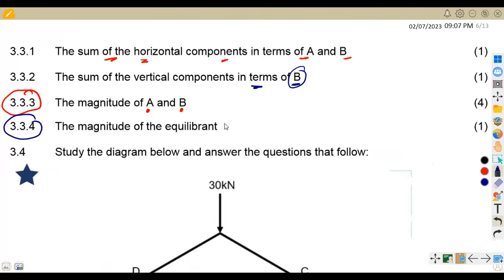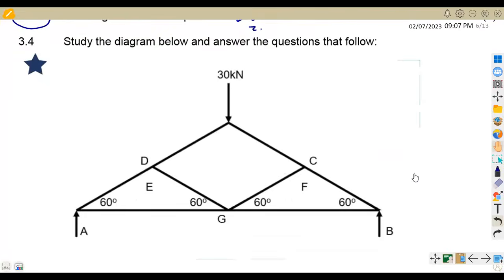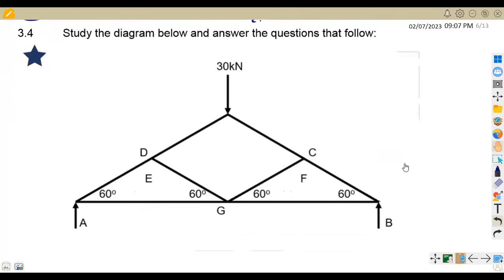Okay, remember this is in equilibrium, guys. So actually the resultant in equilibrium is going to be 0 Newton. Okay, that's 3.3.4. On 3.4, we are now given to study the diagram below.